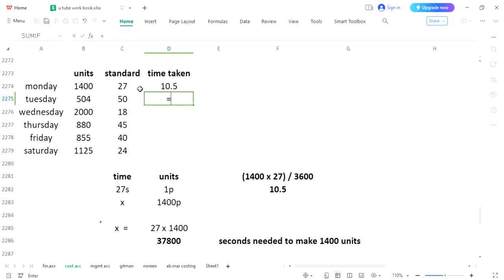And secondly, 504 are your number of units. You need to multiply it with 50 seconds, bracket closed, and you need to divide it with what? 3600. So in this way your second answer would come. In a similar way, this procedure will be done in the same manner. First of all 2000, it would be multiplied with 18, bracket closed, divided by 3600.